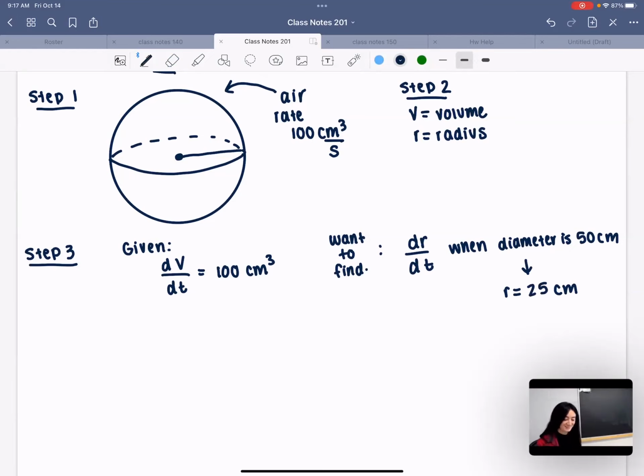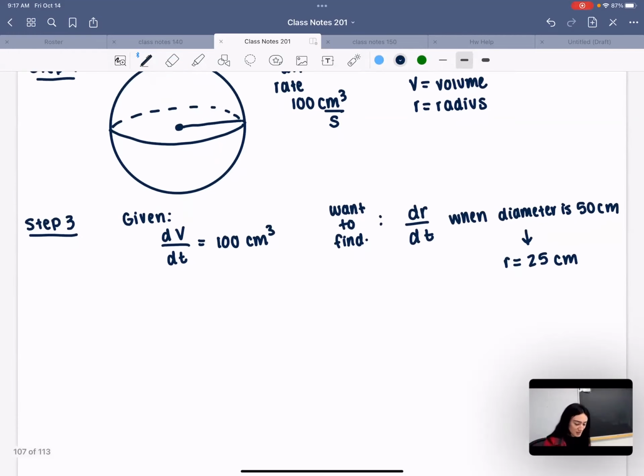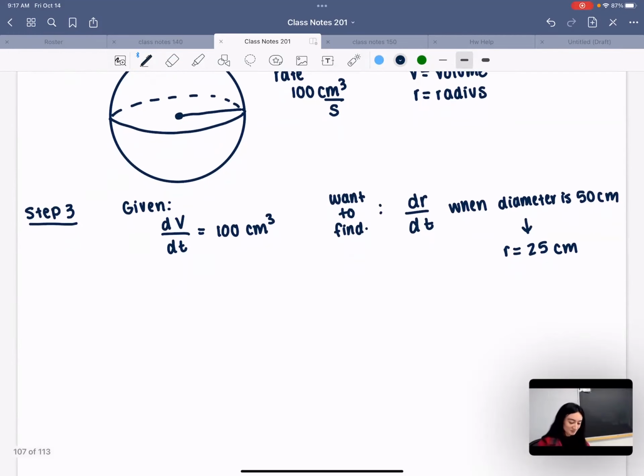Sorry about that. My typical algebra or arithmetic mistake every class. Okay, so that's pretty much all the question is giving us. It's giving us dv dt. We want to know dr dt at a specific point in time or a specific radius. Let's do step 4.